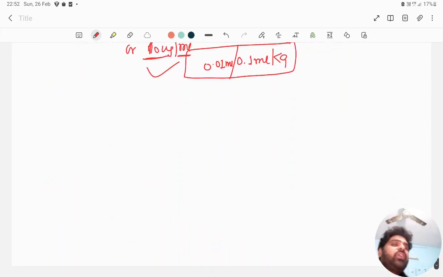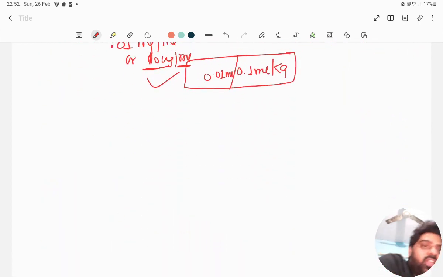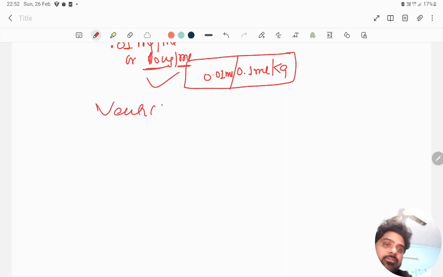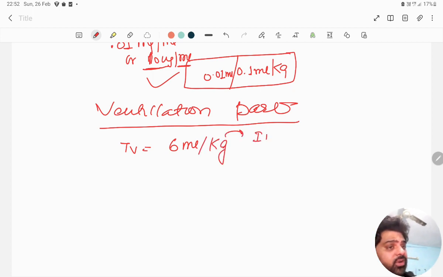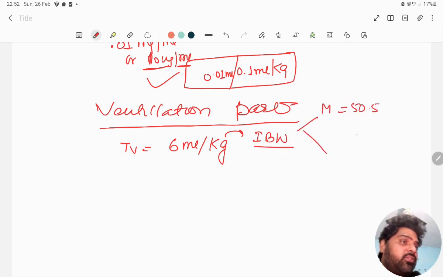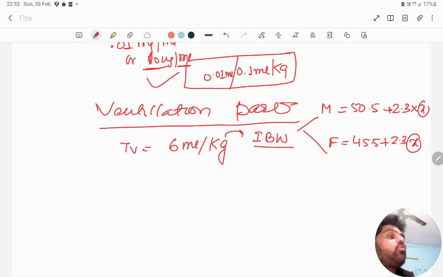Now, very important things regarding COPD is the ventilation part. In COPD, we give ventilation. Tidal volume is given as 6 ml per kg. This kg is actually ideal body weight. How is ideal body weight calculated? For male it is 50.5 and for female it is 45.5, plus 2.3 into x. What is x? This x is the inches above 5 feet.